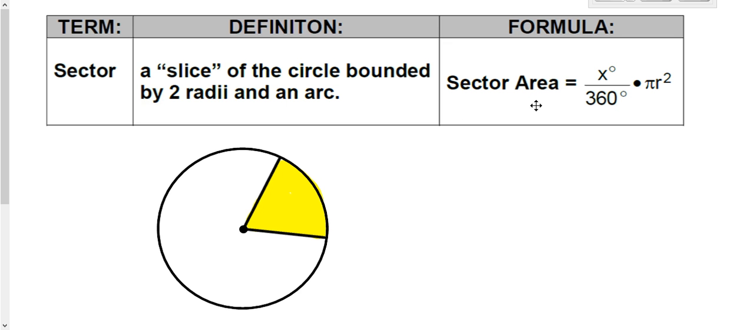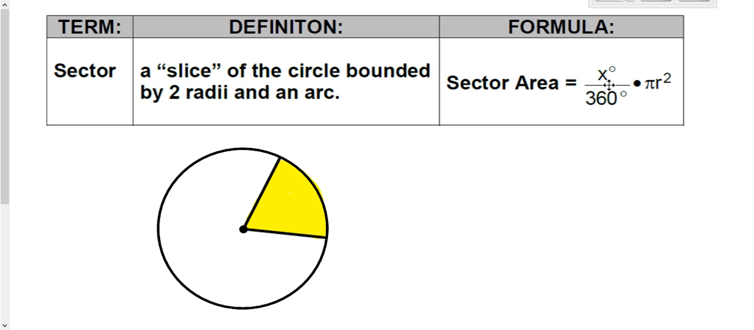Well, the area of a sector is a fraction of the whole area of the circle. So it's similar to our arc length, where we're taking a fraction of the whole circumference. Here we're taking a fraction of the whole area of the circle. Remember, area was pi times the radius squared.